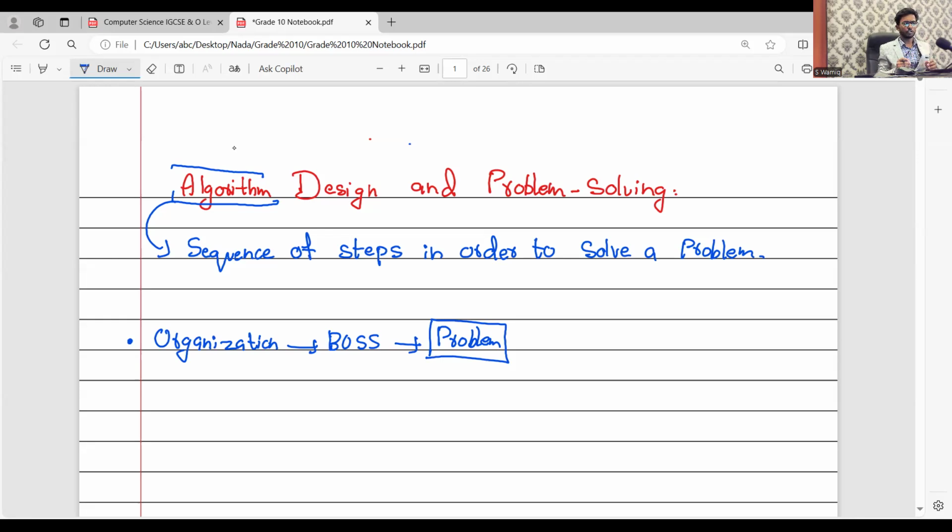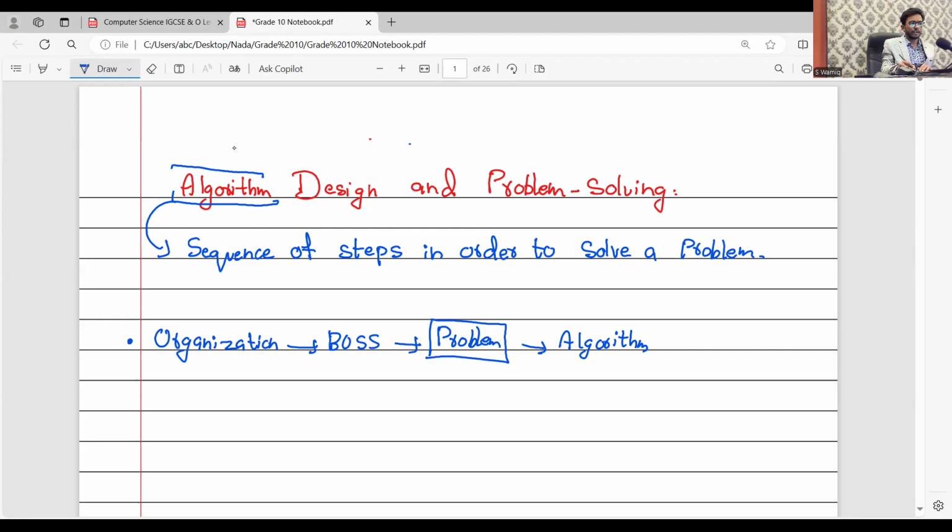Similarly, an algorithm is like small building blocks that create a piece of software. That means the algorithm is the sequence of steps, right? Step one, step two, step three, step four, step five, and all together they complete an algorithm. So basically, an algorithm is used to give you a solution of a problem by giving you a number of steps. So that is learning number one. What is an algorithm? A sequence of steps in order to solve a problem.